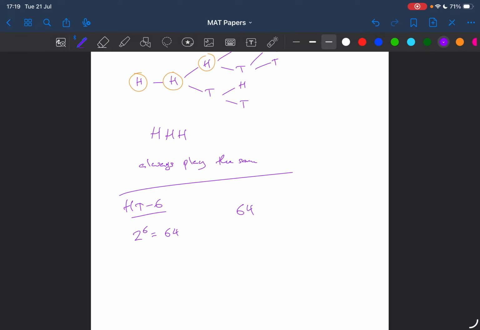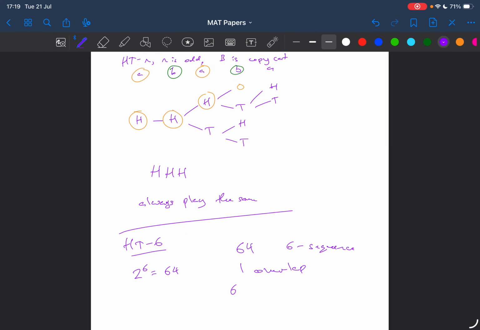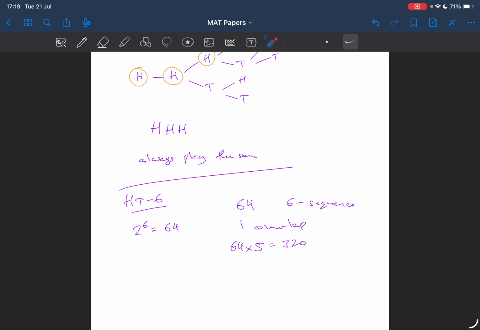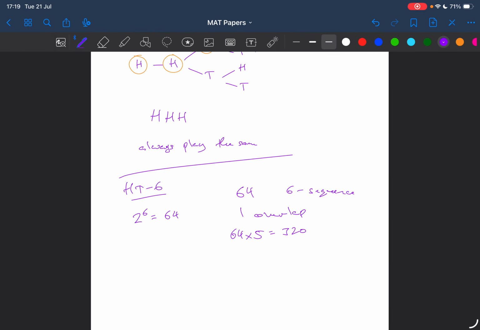We have 64 sequences, like 6 things long, but there's going to be 1 overlap. So effectively we're going to have 64 times 5, so 320, I'm guessing, is the maximum length of the sequence that we can play. I think that's an upper bound, whether it's possible to actually make that domino sequence work. But I think we can play this 320 and then this person lost. No, they haven't lost yet. 1, 2, 3, 4, 5. They haven't lost yet. So it's going to be that plus.